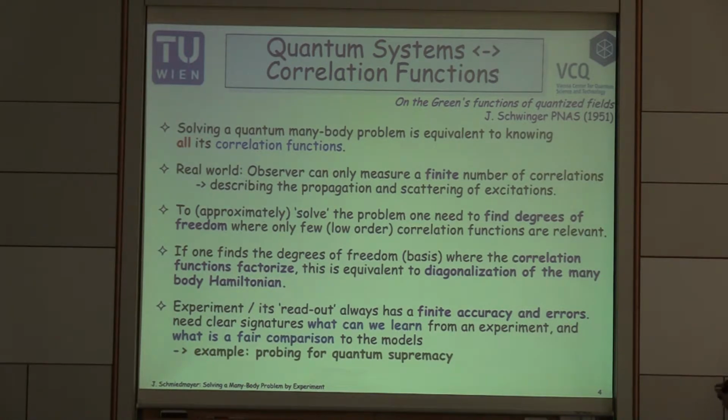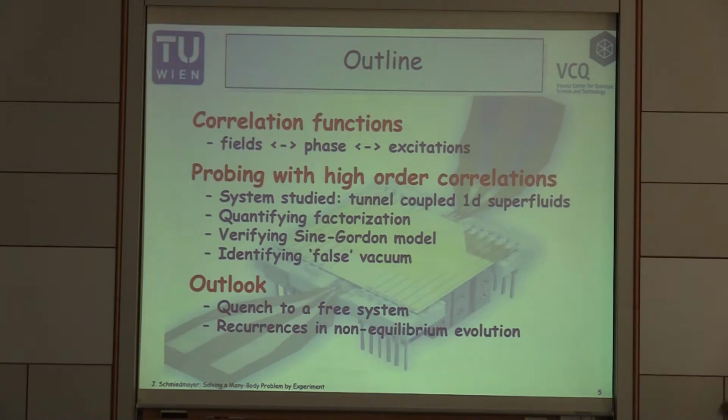So I think this is a very good way of showing what is in the data and how we can extract it, and it connects very beautifully to the theory of these many-body systems. I will first talk a little bit about how, in our very simple system, the quantum fields, the phases that we measure, and the excitations are related to the correlation functions. Then I give an example, the quantum sine-Gordon model, where we quantify this factorization and verify that the implementation we use is really described by the quantum sine-Gordon model, and then identify things like false vacuum states inside the model.